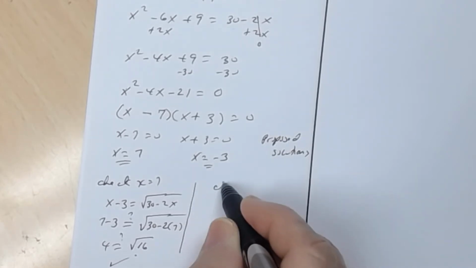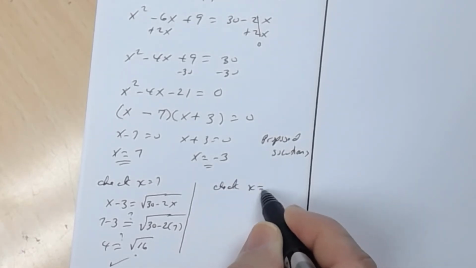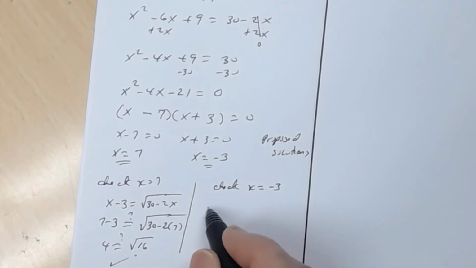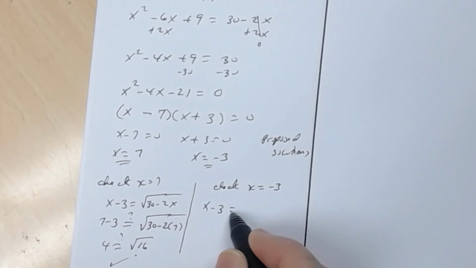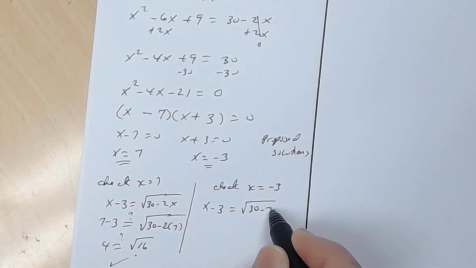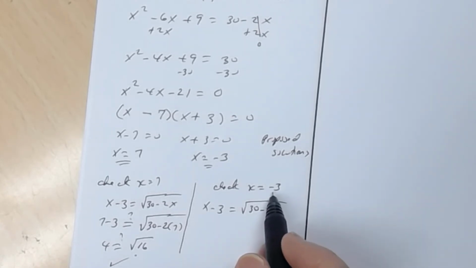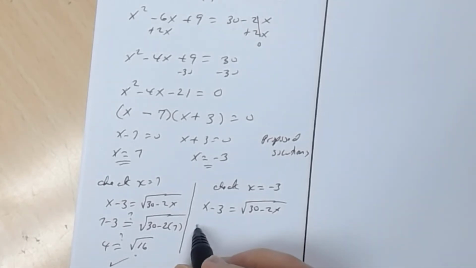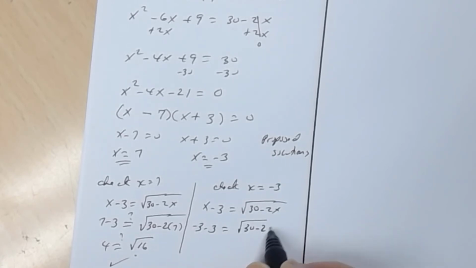All right, if I check x equals negative 3, again, go back to the original. And so where we see the variable x, I'm going to substitute negative 3. So I get negative 3 minus 3, and I'm going to see that's going to equal the square root of 30 minus 2 times negative 3. Negative 3 and a negative 3 is a negative 6. And I'm going to see that's going to equal the square root of, now 30, a negative 2 times a negative 3 is a positive 6. So that's going to be 30 plus 6, which is 36.